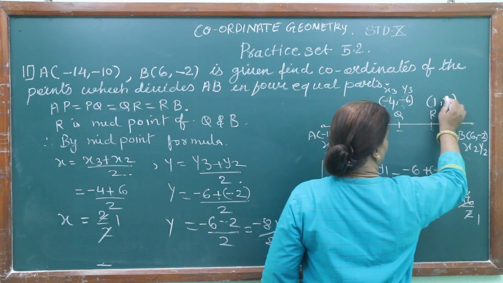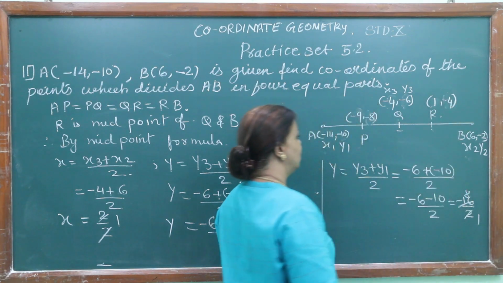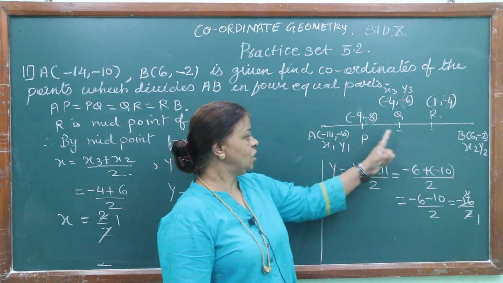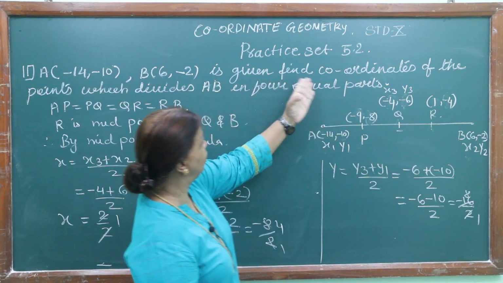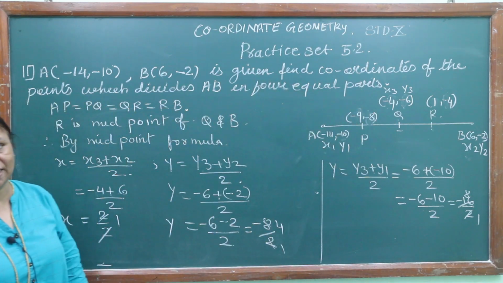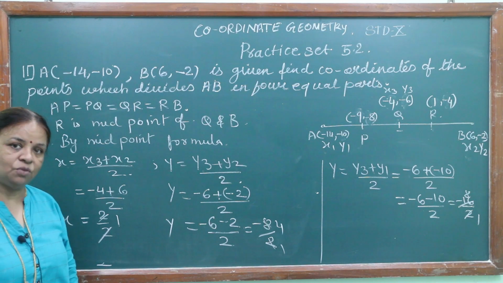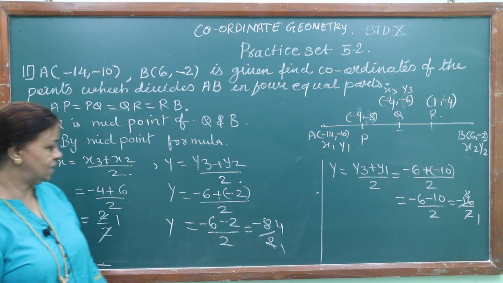So we got the coordinates of all the points which are there, P, Q and R. The question was to find the coordinates of all those points which divide the line into 4 equal parts. You can pause the video, children, and you can solve the sum.